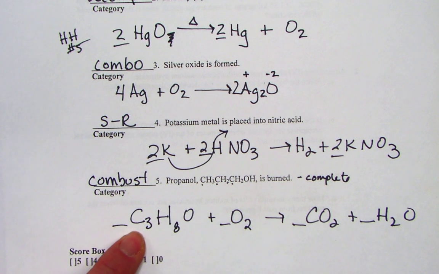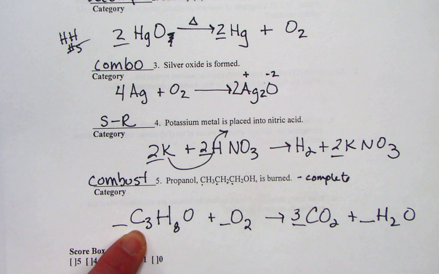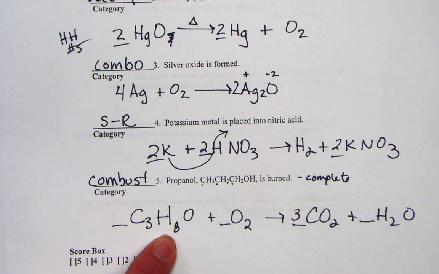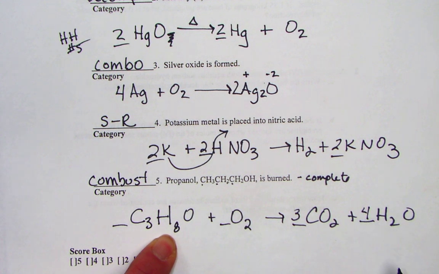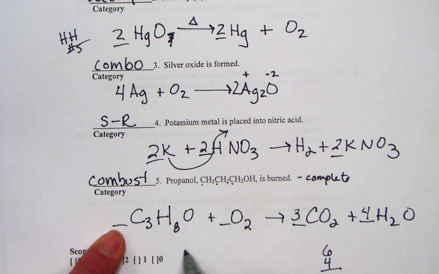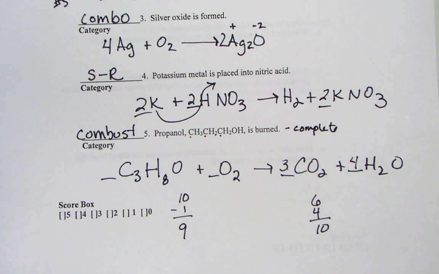So I start by counting my C's. I'm counting 3 on the left, so I'll put a 3 on the right in front of carbon dioxide. I have 8 hydrogens, so I'll put a 4 in front of the water. That gives me 8 hydrogens. And now I'll count the oxygens. 3 times 2 is 6, 4 more on the water. We've got a total of 10 on the right. What I'm noticing then is the one oxygen in that first reactant means I need 9 more, and there's no way I can get 9 more oxygens from an O2. Oh well, good try. Back to the drawing board.